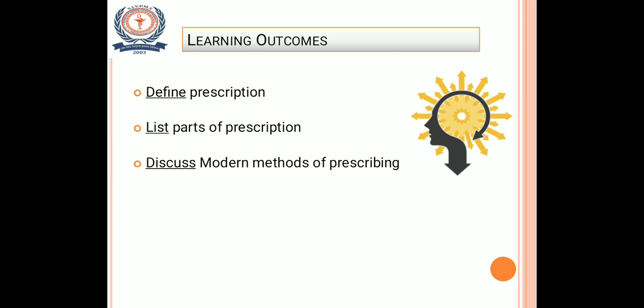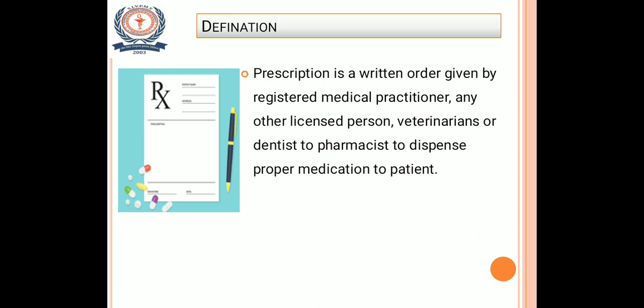Now let's proceed with the definition of prescription. Prescription is a written order given by a registered medical practitioner or any other licensed person such as a veterinarian or dentist to the pharmacist to dispense proper medication to the patient so as to treat the disease or disorder. So we can say that prescription is nothing but a written order given by an RMP, a registered medical practitioner. He should be a licensed person. He will write that order to the pharmacist for compounding and dispensing medication to the patient.